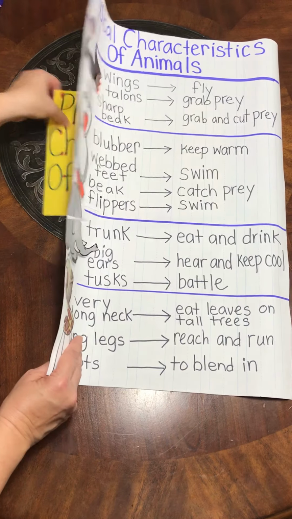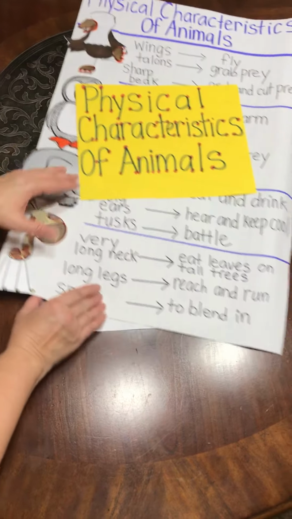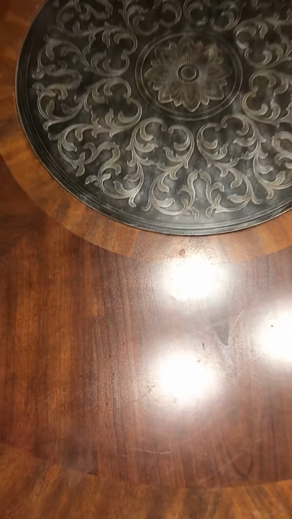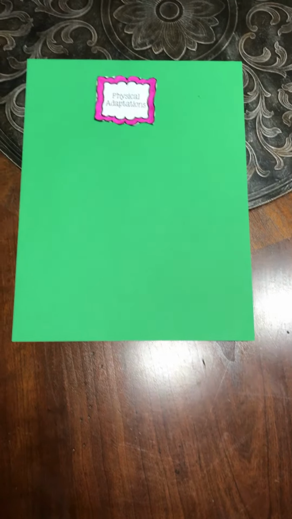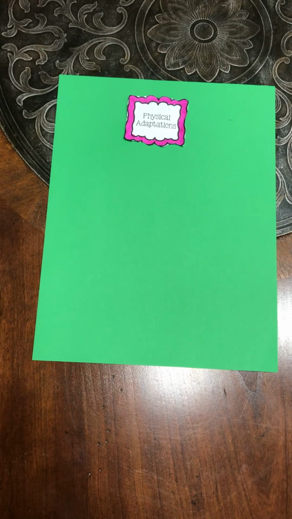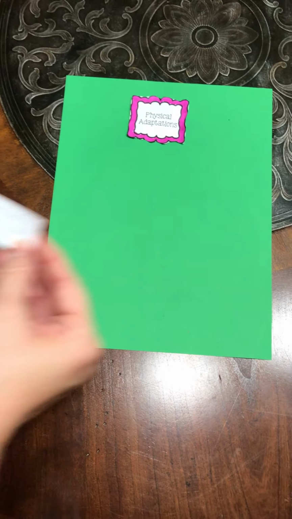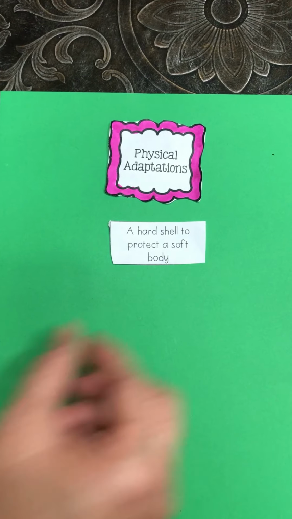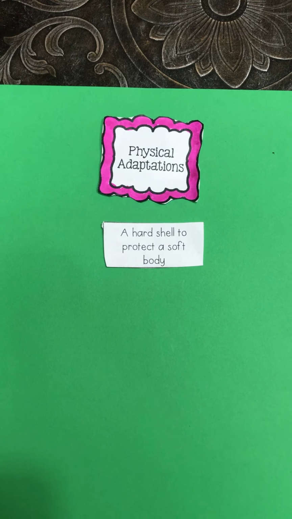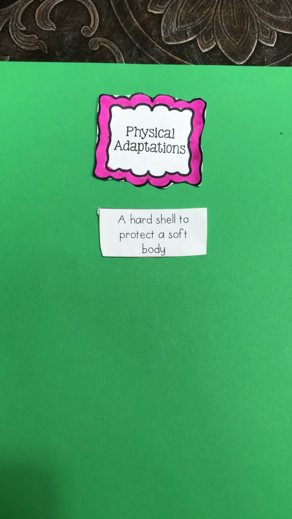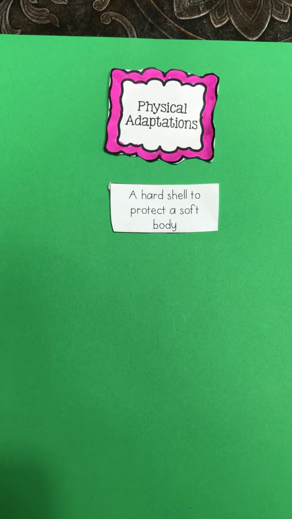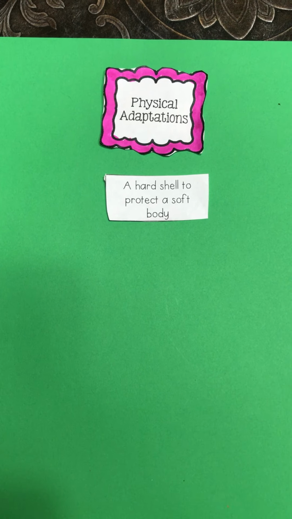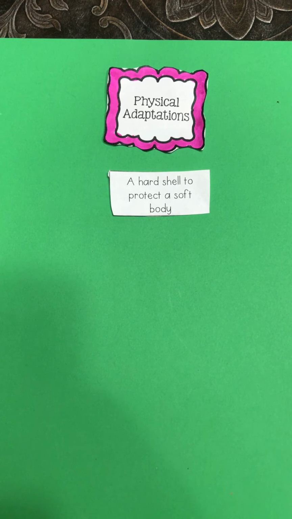So one more thing we're going to do, we're going to very quickly once again look at some more physical adaptations or characteristics. And let's see what these are. A hard shell to protect a soft body. Which animal do you think would use a hard shell to protect its soft body? I'm kind of thinking of a turtle. How about you? Did that come to mind? A turtle has a hard shell to protect its soft body.